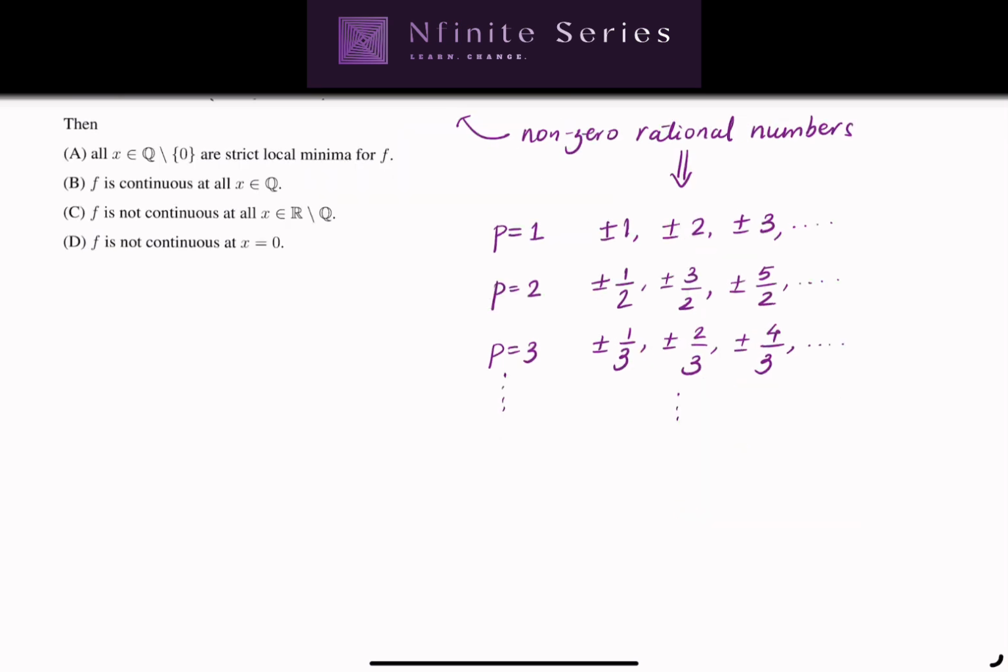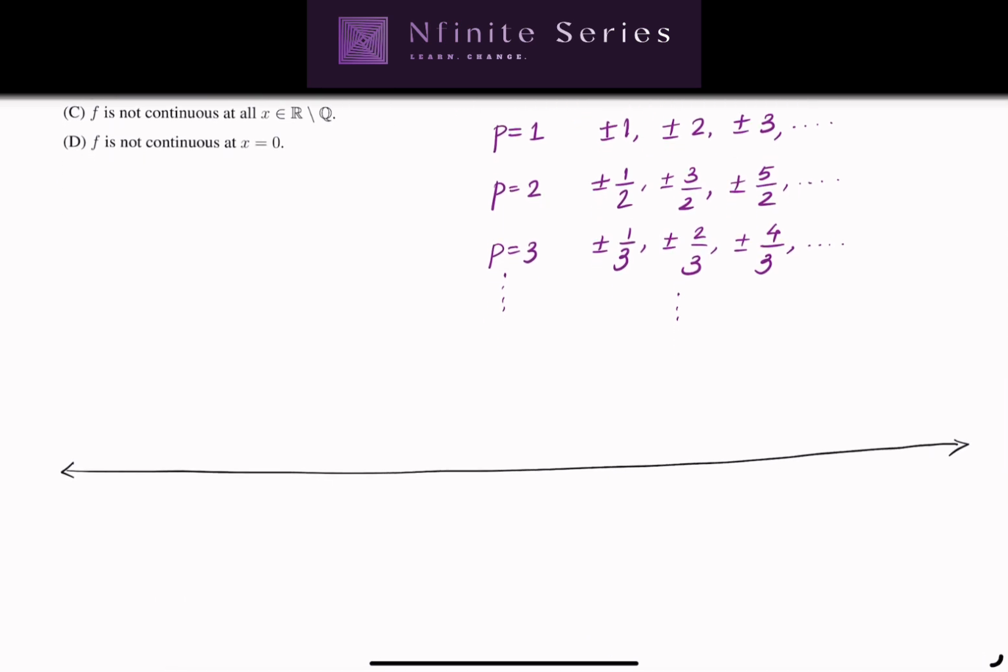Very good. Here's a quick demonstration of these rational numbers over a real line. Suppose you have this real line, 0 is here. Then for p equal to 1, you have plus minus 1, then plus minus 2, and plus minus 3, and so on. So these are rational numbers corresponding to p equal to 1. Similarly, you have rational numbers corresponding to p equal to 2, like this. Similarly, you have rational numbers corresponding to p equal to 3. And so on and so forth.